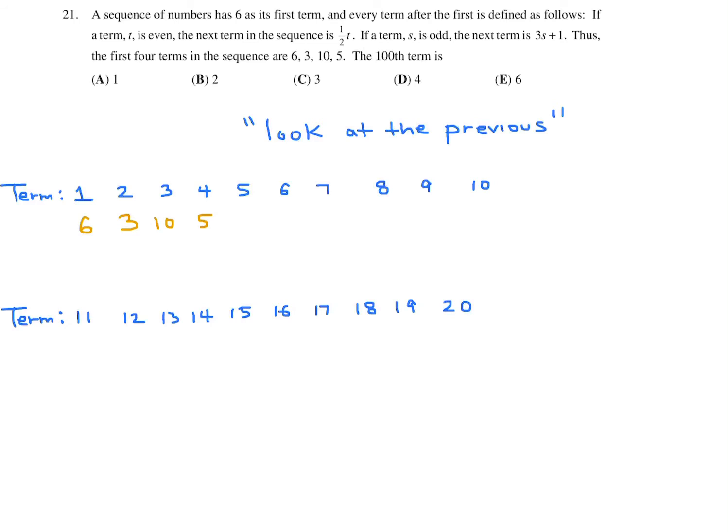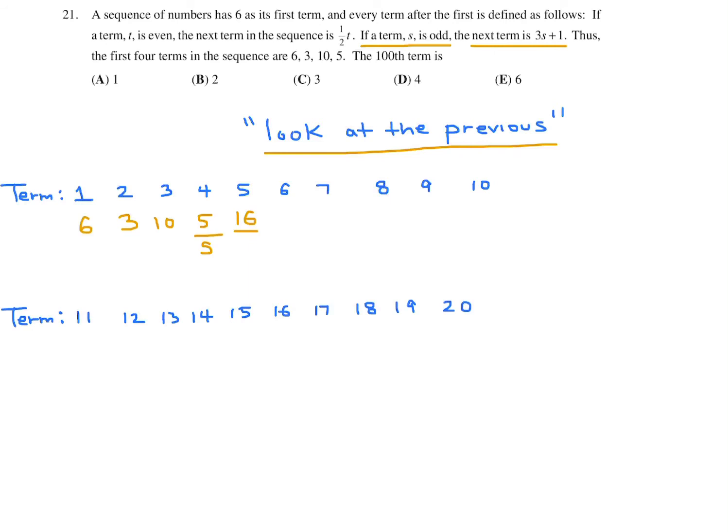Okay, so I want to figure out what the 5th term is. How do I do that? Well, look at the previous. That's the motto, right? The previous term was 5. Now, is that 5 even or odd? 5 is odd. If a term s is odd, the next term is 3s plus 1. You can treat this 5 as s, so 3 times s plus 1 is 15 plus 1, which is 16. So that is a 16.